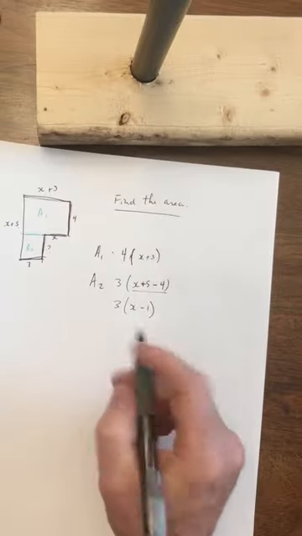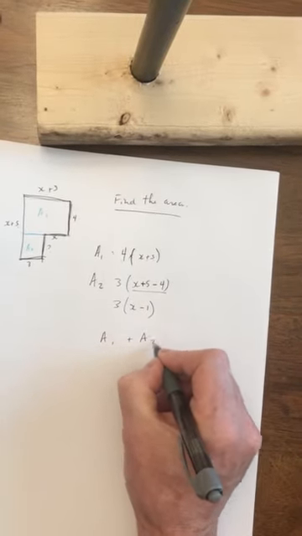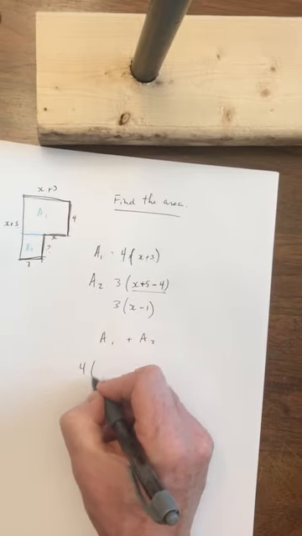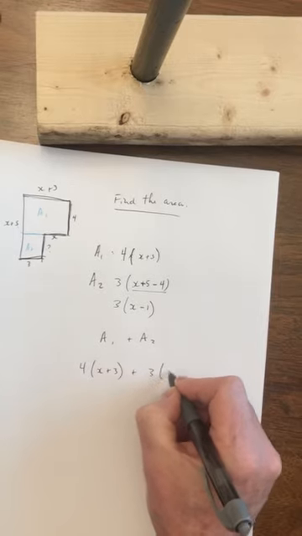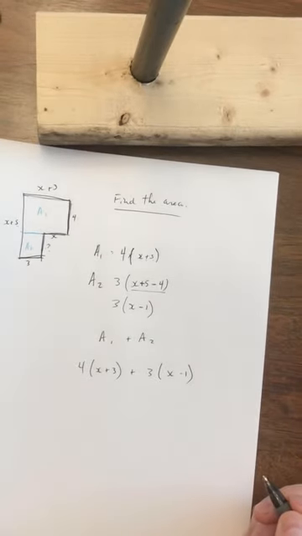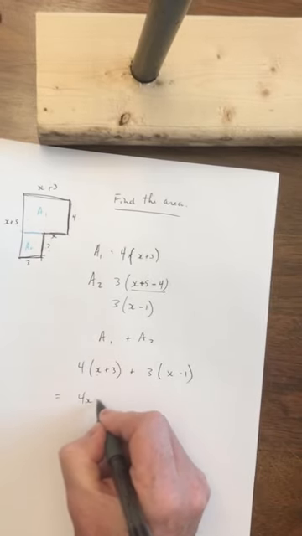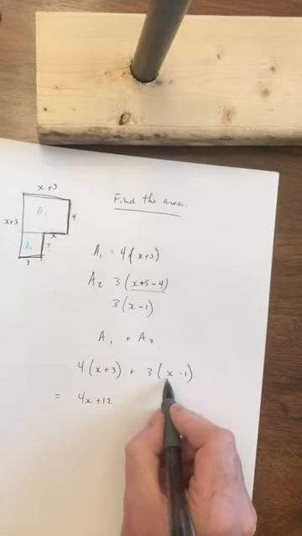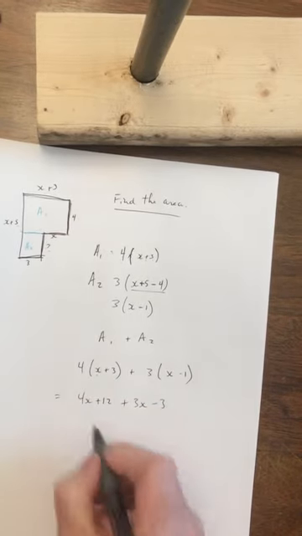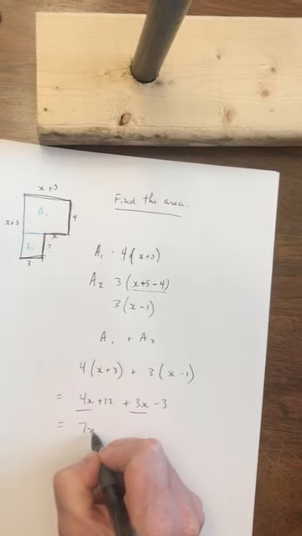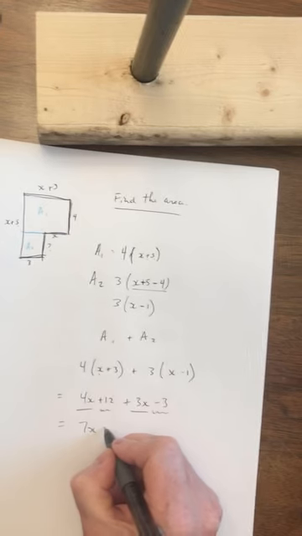And so the total area here would be area of one plus the area of the other. So we have our first plus the area of our second one. And we solve. We do our distributive property here, 4x is plus 12. We do our distributive property over here, plus 3x is minus 3. We collect like terms and simplify.